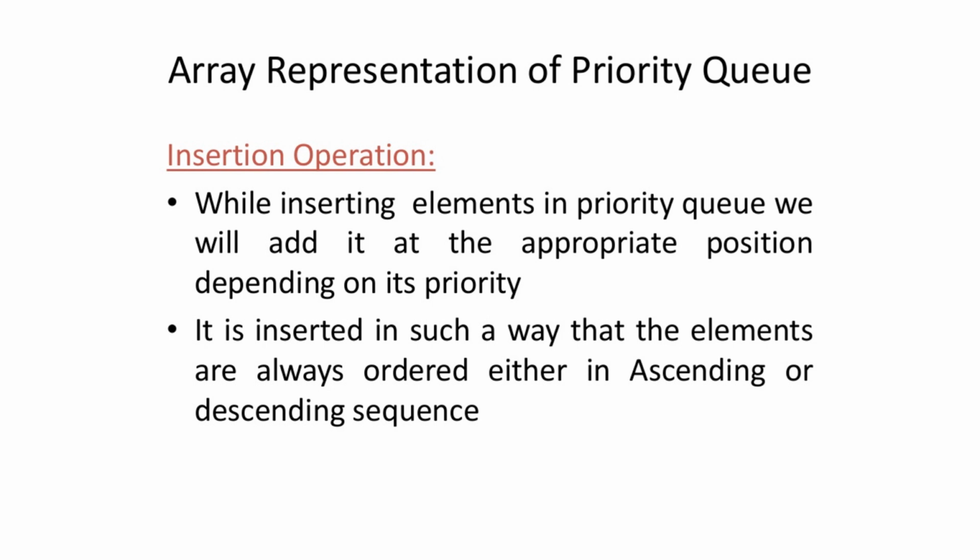Array representation of priority queue. In the insertion operation of the priority queue, while inserting elements in the priority queue, we will add them at the appropriate position depending on their priority. It is inserted in such a way that the elements are always ordered either in ascending or in descending sequence. Means while insertion we can insert the element as per their priority.